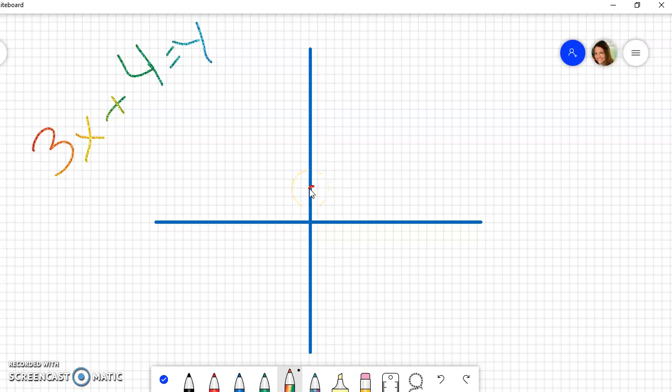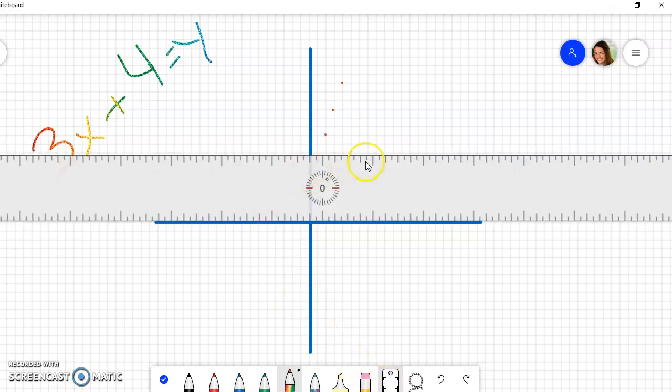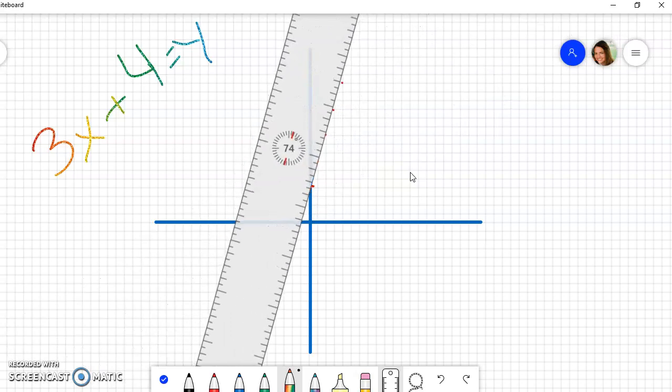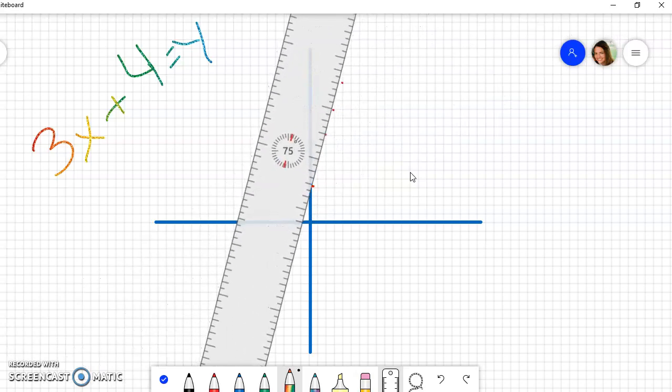And then I'm going to do my rise over run and place my points accordingly. After that, then I'll take my ruler and line up my points.